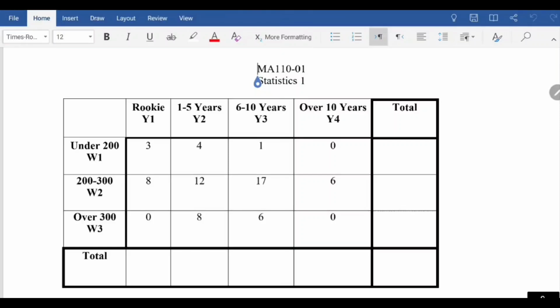The details of this example are not given in this worksheet, but let's try to understand what we are dealing with here. Across the rows, we have under 200, 200 to 300, over 300. These represent the weights, all right? It refers to the weight in pounds. And along the columns, we have the experience. So rookie, 1 to 5 years, 6 to 10 years, and so on. Now, this rookie suggests that it must be something to do with players.